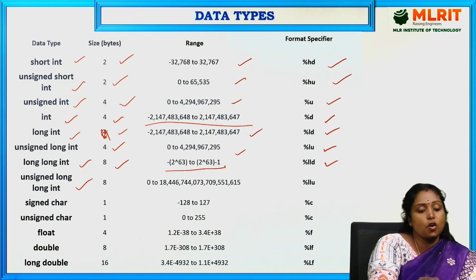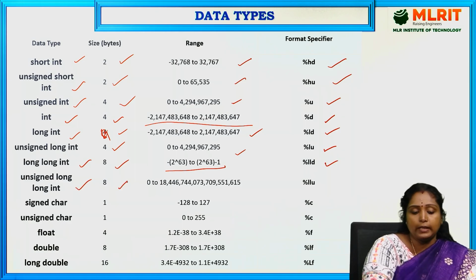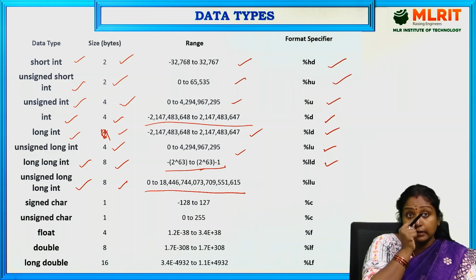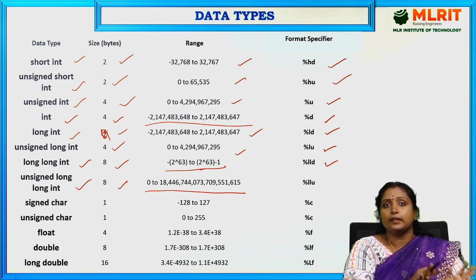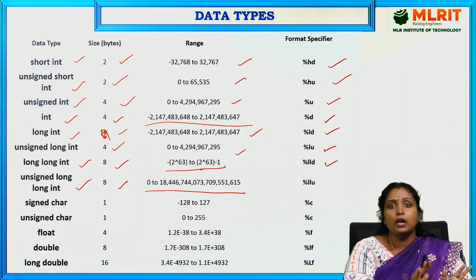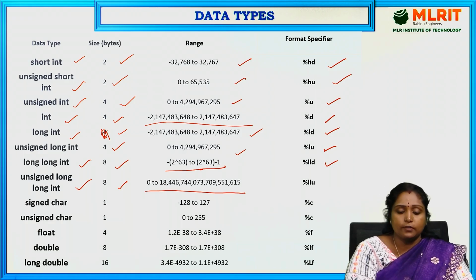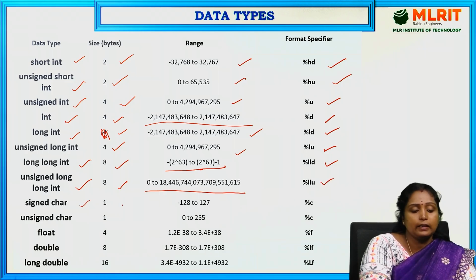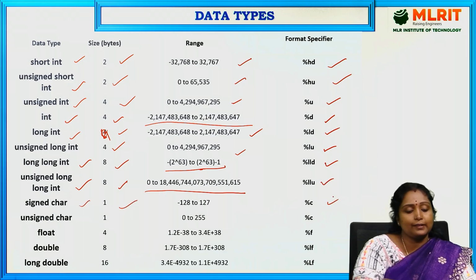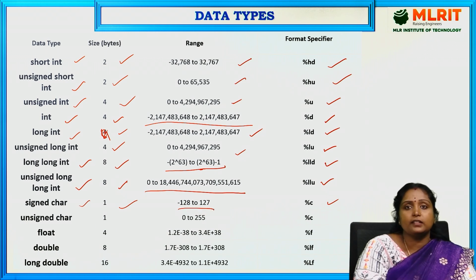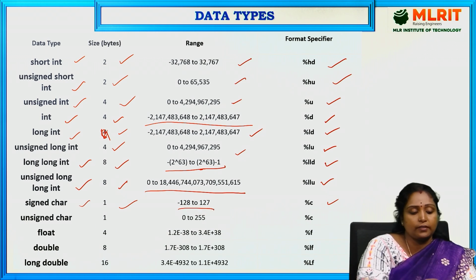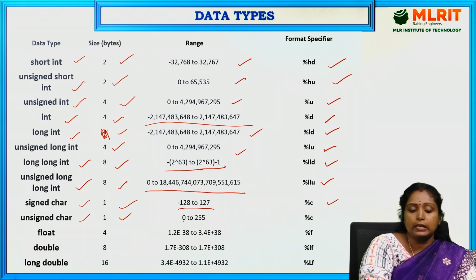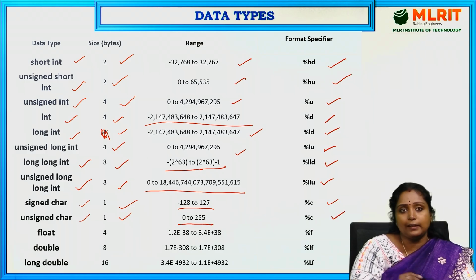And unsigned long long int also 8 bytes of memory, and it refers to the range. Signed types will store the negative values as well as positive values, whereas unsigned int is used to store only positive values. So %llu. And signed char 1 byte of memory and %c. And the range differs, minus 128 to 127, whereas unsigned char 1 byte, 0 to 255, %c.